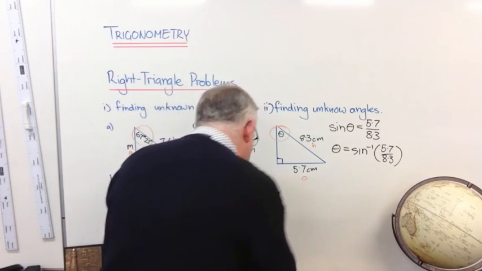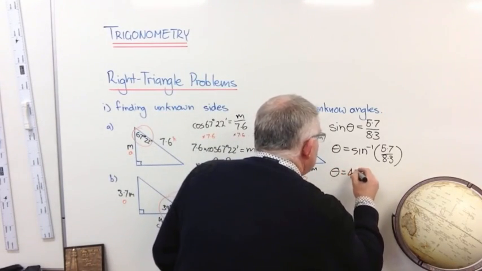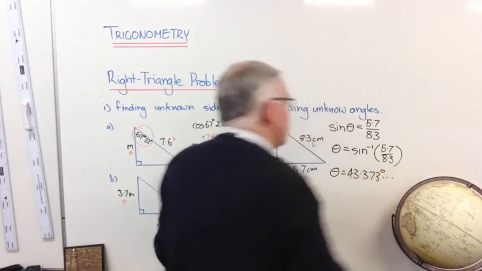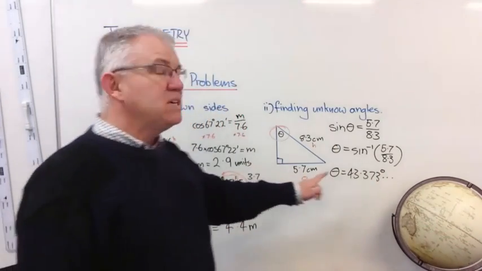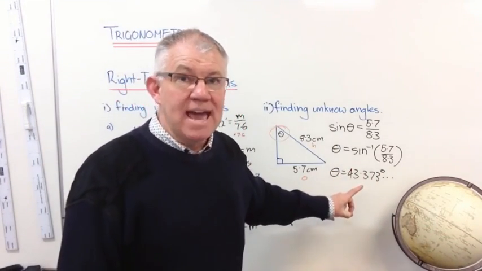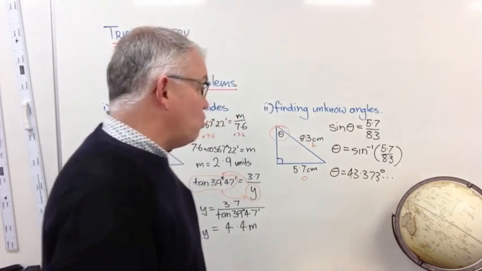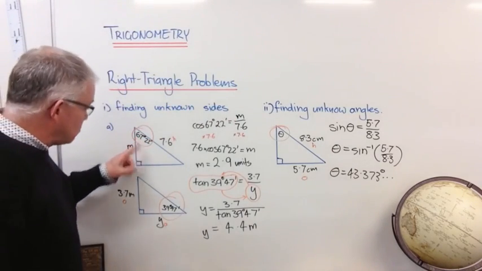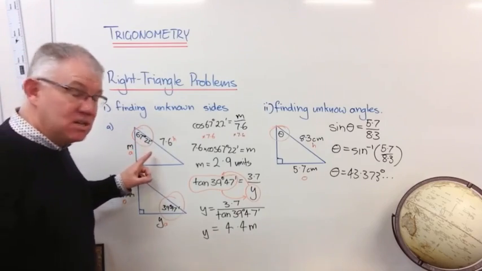We get theta equals 43.373, blah, blah, blah, degrees. And the decimal just goes on and on. Now, the truth is, that's a decimal answer. And we might not want a decimal degree answer. We may want an answer that's like these degree angles here, which is degrees and minutes.